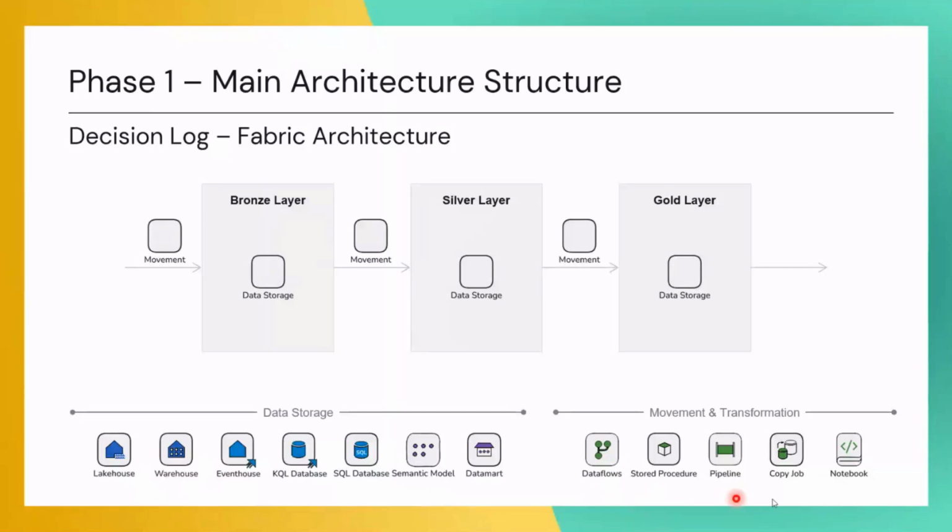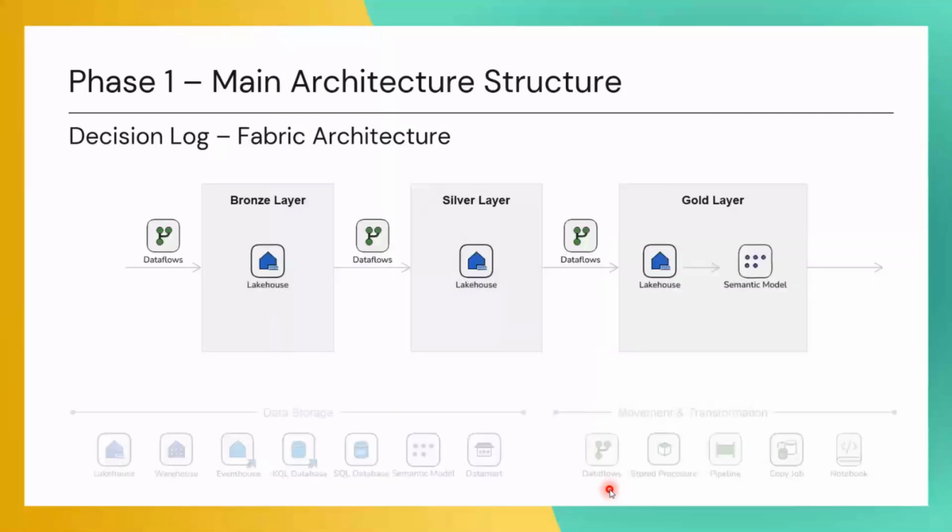Here we have some new ones. The data flows that you see in green are the Gen 2 data flows, so Microsoft released a new generation of data flows. When it comes to my decision, I have decided to use lakehouses as the storage objects for each layer and data flows for the movement part in between, for the transformations.